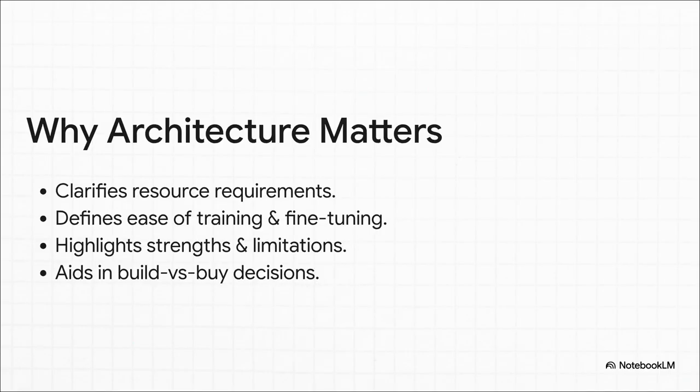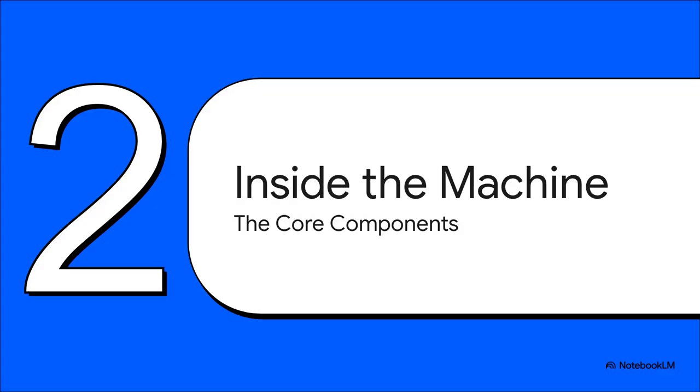So why does this matter to you? Well, because understanding this blueprint tells you exactly what kind of computing power you're going to need. It tells you how easy or how painfully difficult it's going to be to customize. This is the stuff that helps you make those huge build versus buy decisions and figure out which vendors actually know what they're talking about. Okay, so now that we know why it's so important, let's pop the hood and see what's actually inside this machine. What are the core components that make it all tick?